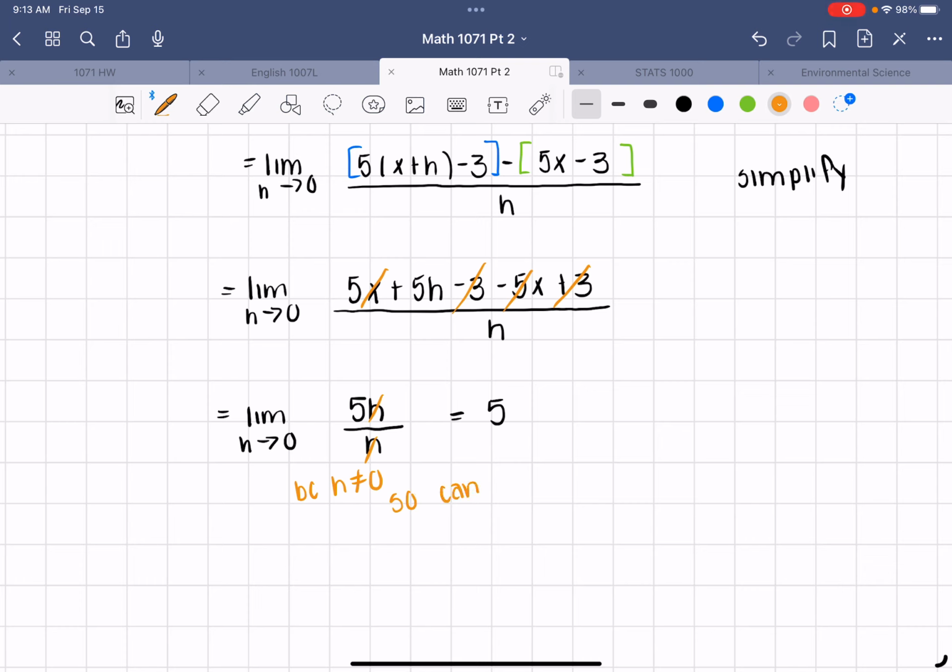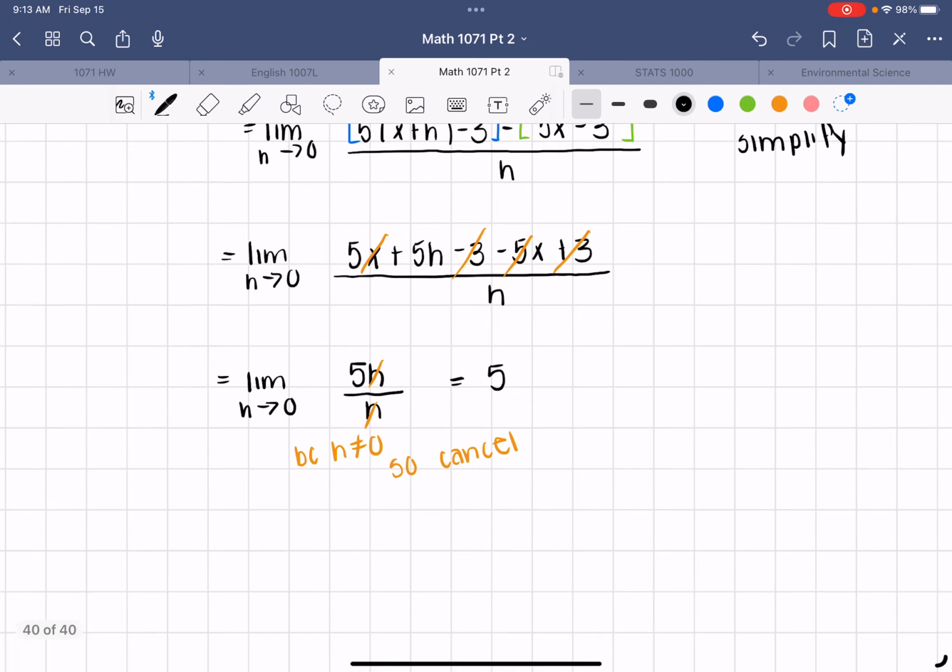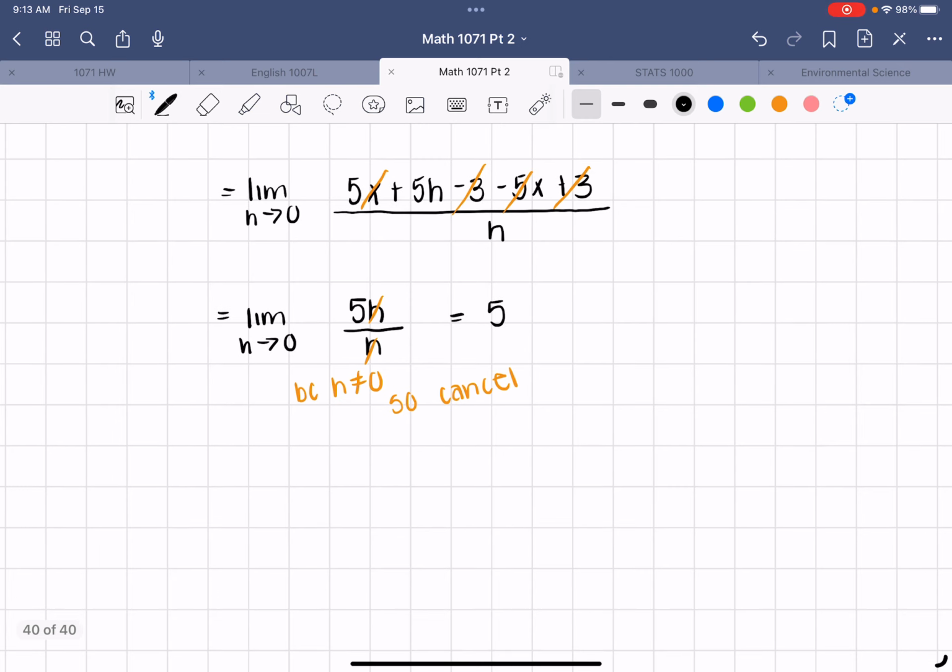So, because h is not 0, you can cancel the common factors, and you're left with just 5. And here, don't overthink it. 5 is a constant. As h goes to 0, 5 is 5. As h goes to 17, 5 is 5. It's a constant. So your answer is 5, which is what we predicted.